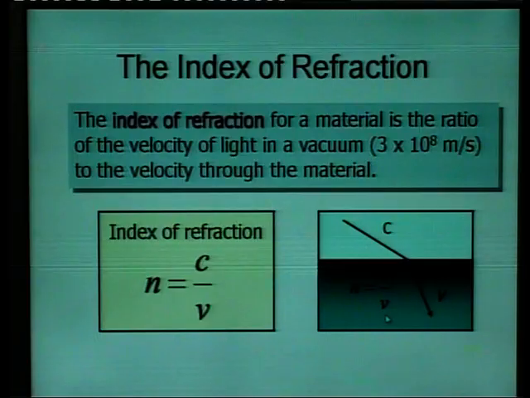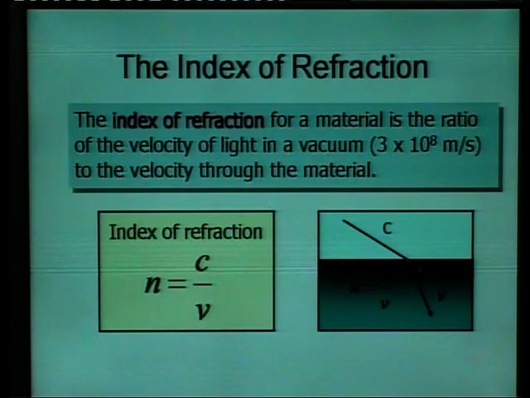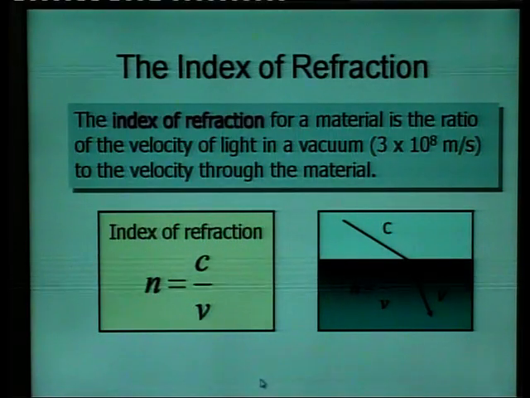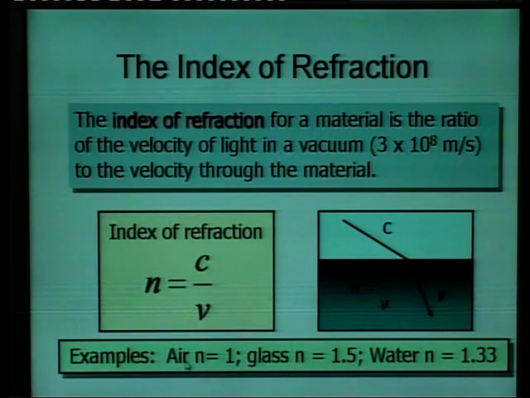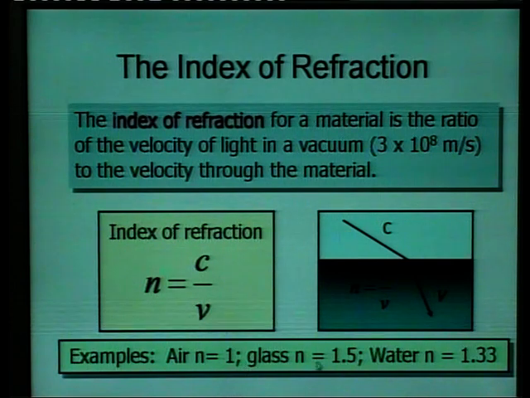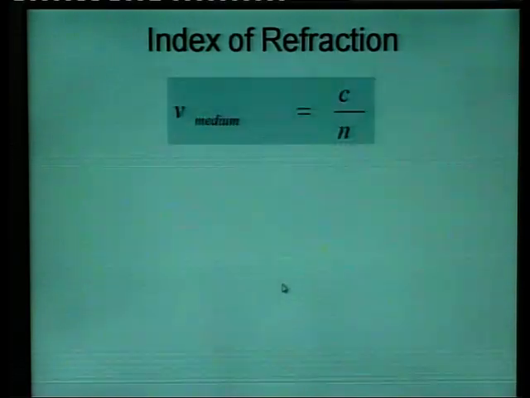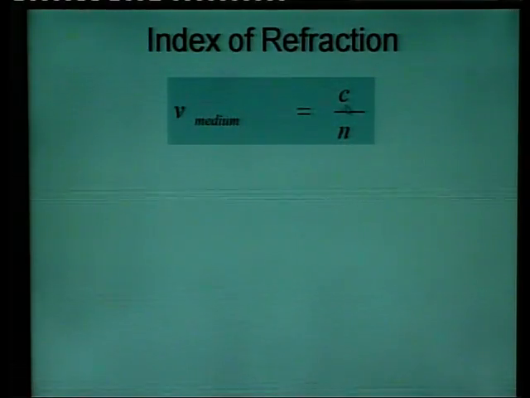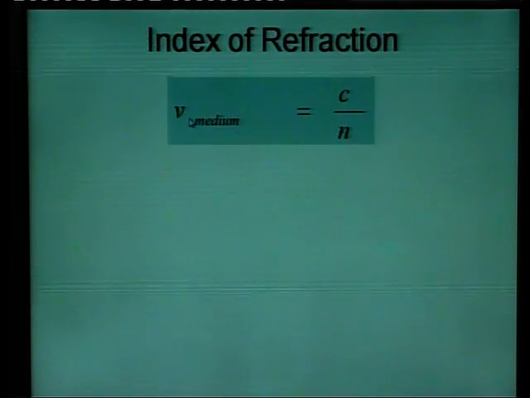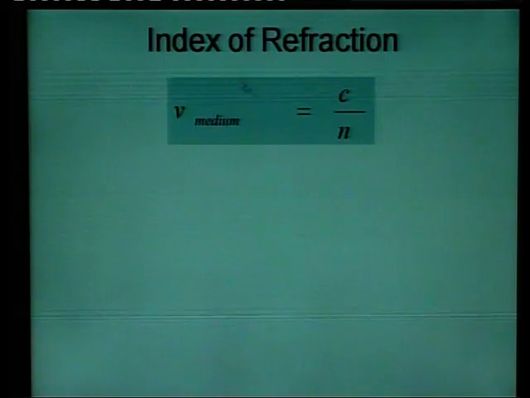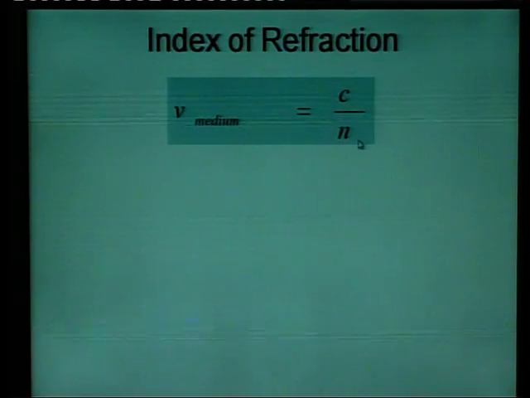So n is c upon v. C is the velocity in vacuum or air and v is in the second medium. So n is given as c upon v, n is the index of refraction or refractive index. Examples: for air n is 1, for glass the refractive index is 1.5, and for water the refractive index is 1.33. So from this expression, if we know the refractive index, we can also find the velocity. So instead of writing n is c upon v, we can also write that v is c upon n, and we can find the velocity of light in the medium if we know its refractive index.